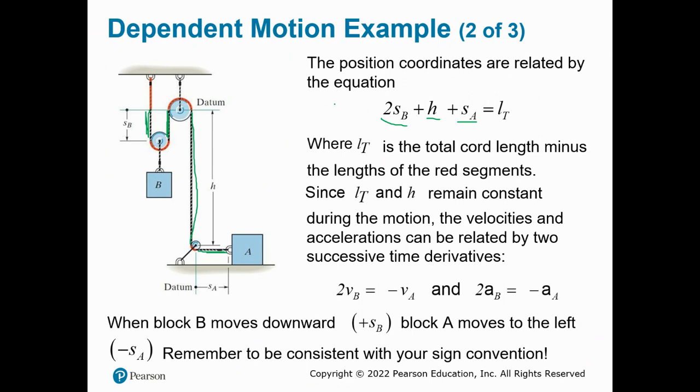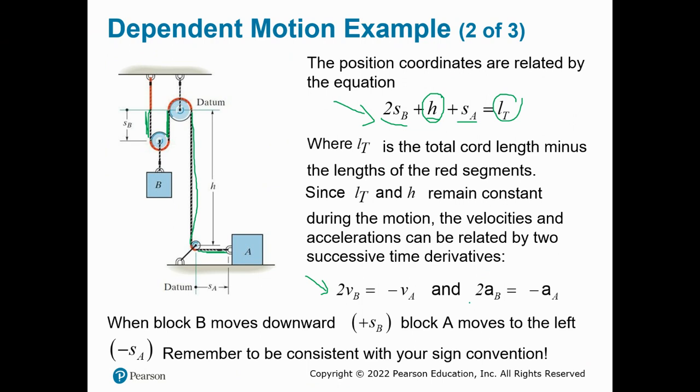Now, taking this equation, I am going to take the first derivative with respect to time. I know this part is going to be zero, and this part is going to be zero as well, because h and the total length of the cable do not change. So in conclusion, when I take the first derivative, I get 2VB equals negative VA.